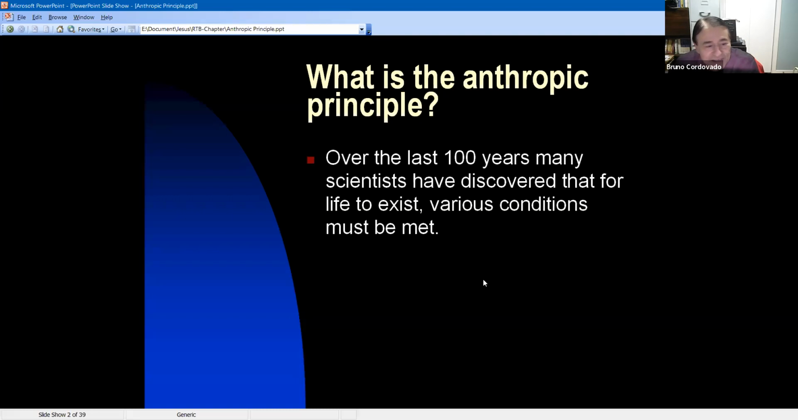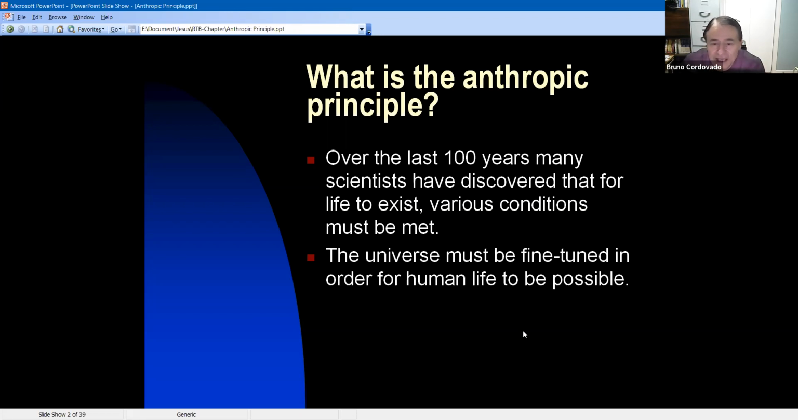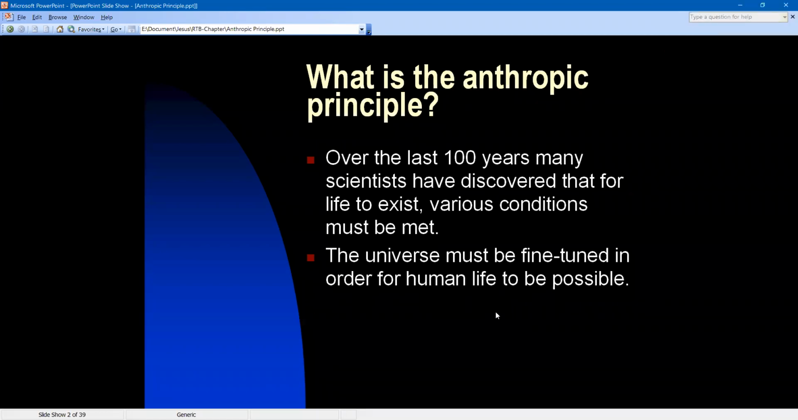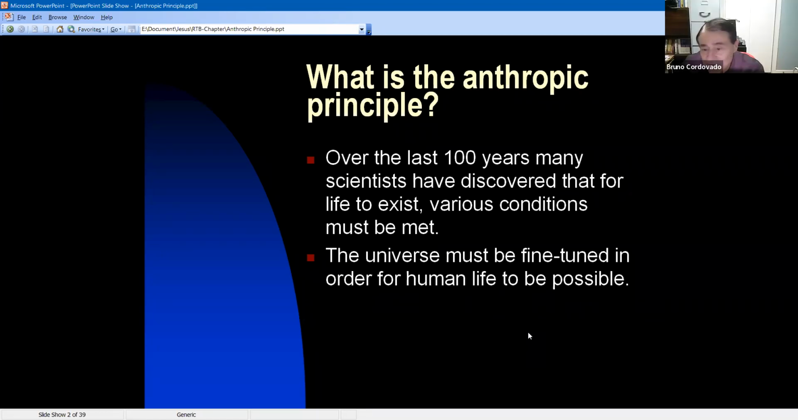Over the last 100 years, various scientists have been noticing that there's different factors that are necessary for life to exist. Now, during the last 20 years, they've called it the characteristics you need for a habitable planet. And they've discovered that the universe has to be fine-tuned in order for life, for either bacterial life or even human life. And the fine-tuning for human life is much more stringent. There's many more factors required for human or advanced intelligent life than there is for bacteria.